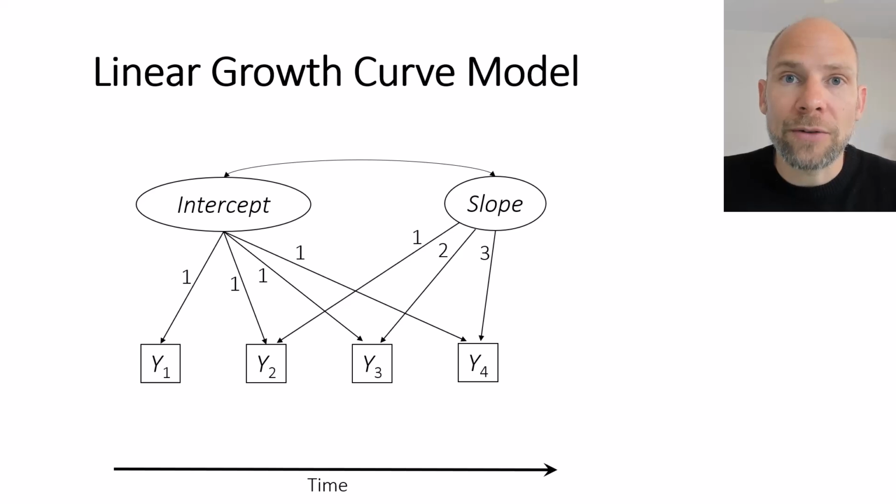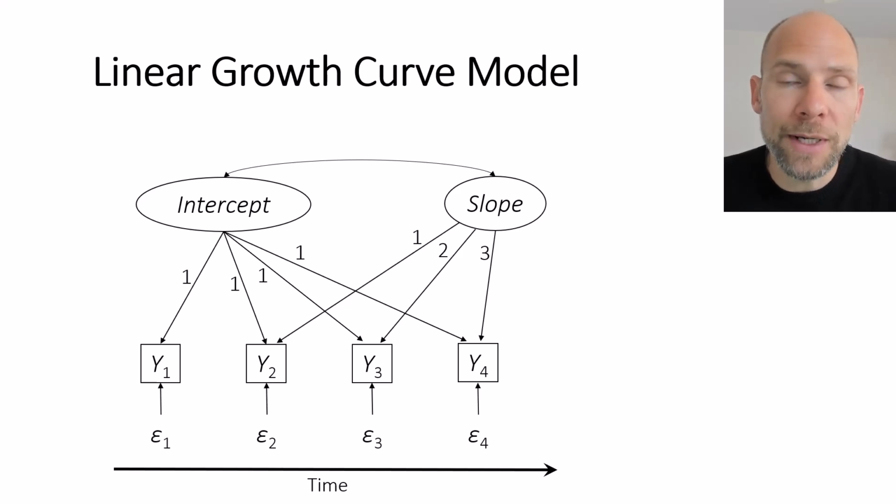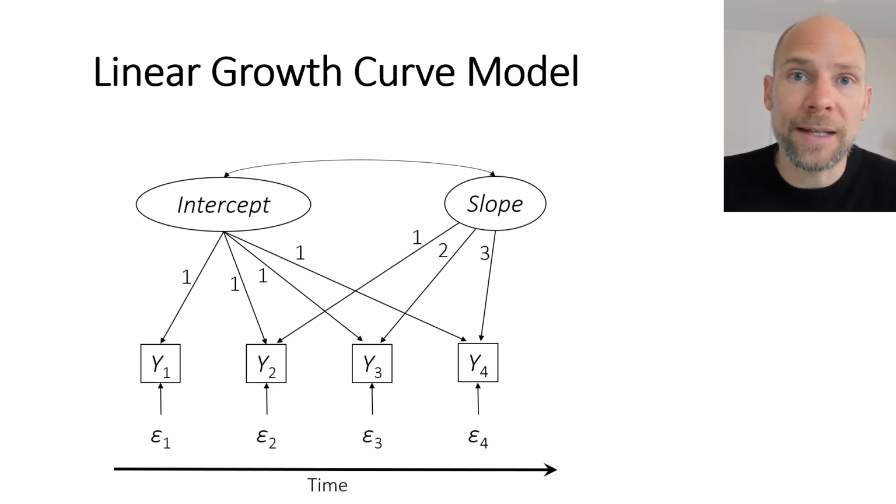Furthermore, intercept and slope factor are allowed to correlate, so there can be a relationship between the initial state and change over time. And we have measurement error variables epsilon, which shows us that this model allows us to separate true inter-individual differences from random measurement error, and that's one of the primary reasons why we use latent variable models to assess changes across time, so that we can have a cleaner assessment of changes across time, where we can be sure that change is really true change and not change due to measurement error.